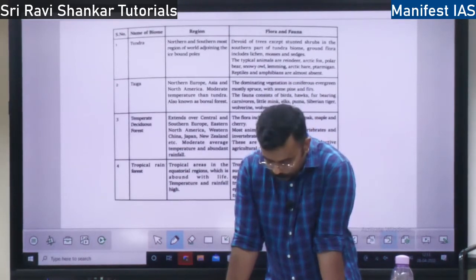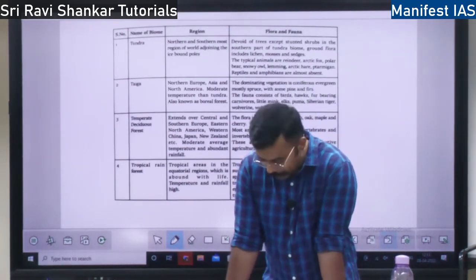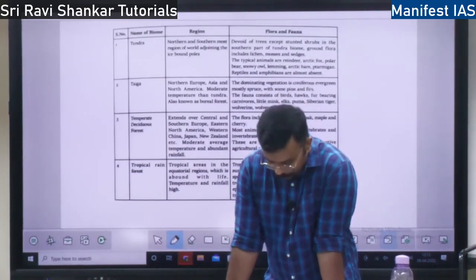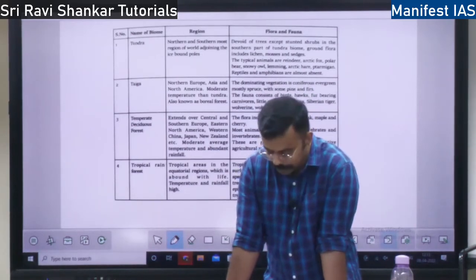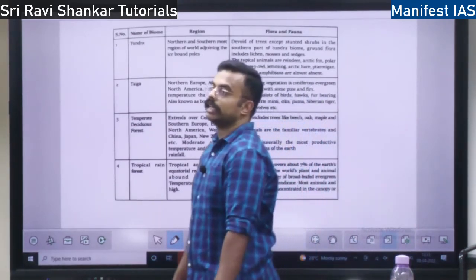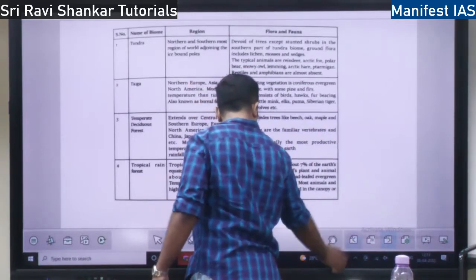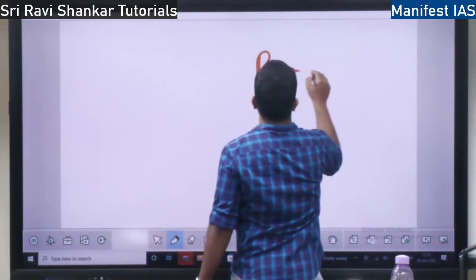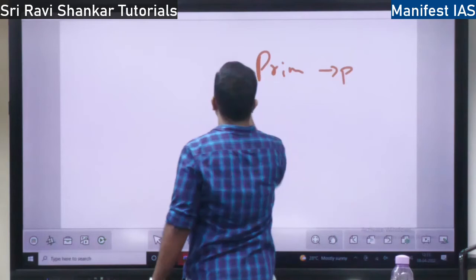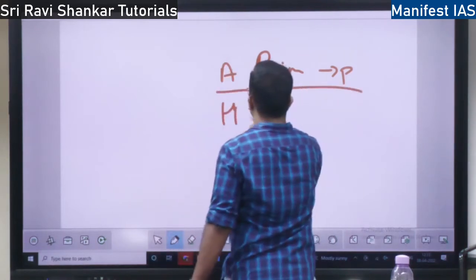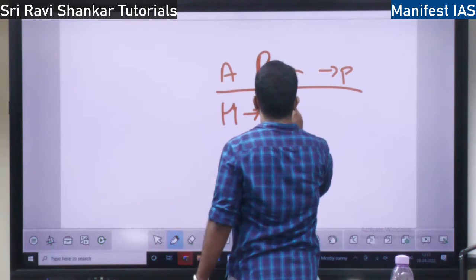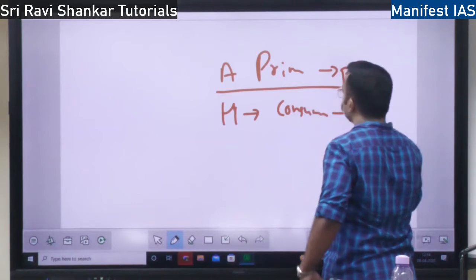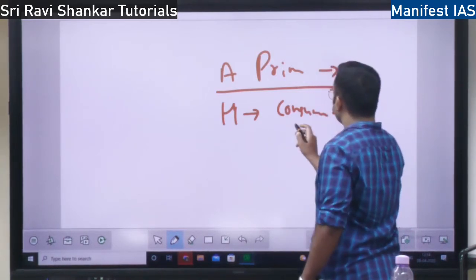The second level of consumer is what? The secondary consumer. They are carnivores. The best example is wolves, right? The tertiary consumer is the second level carnivore. So you have primary producers, which are plants. These are autotrophs. Then you have heterotrophs, under which you have consumers level 1.